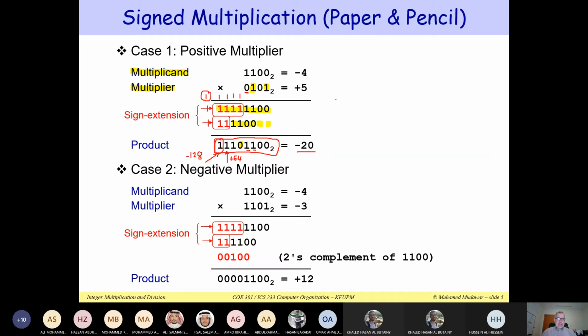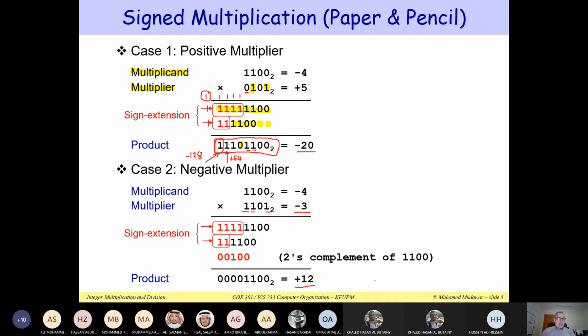Now let us take a look at the second case, which is a negative multiplier. If you look at the value of the multiplier here, this is the sign, it's negative 8. And here plus 4 plus 1 is plus 5. So minus 8 plus 5 will give me negative 3. So I'm multiplying negative 4 by negative 3. I expect the product to be positive because when you multiply negative by negative, you get a positive product.